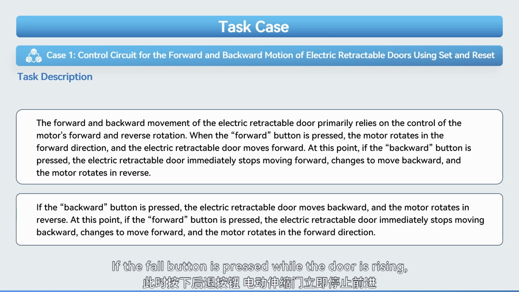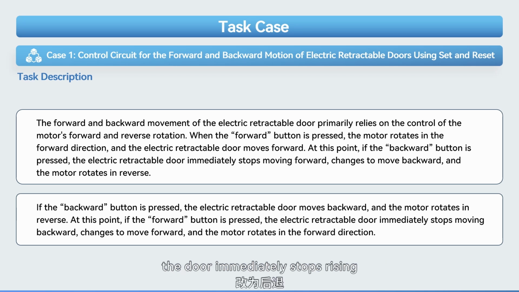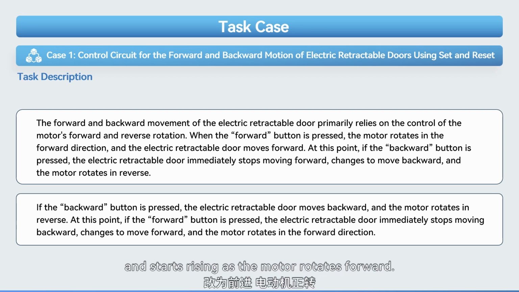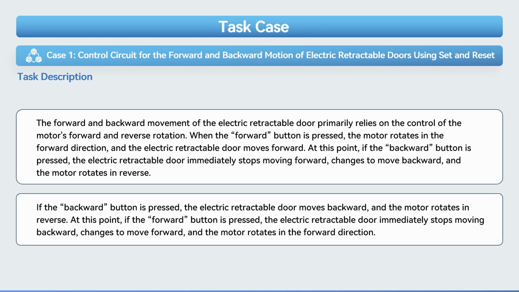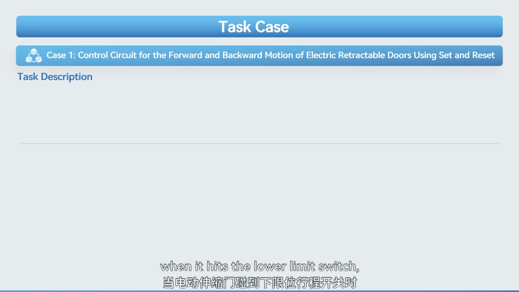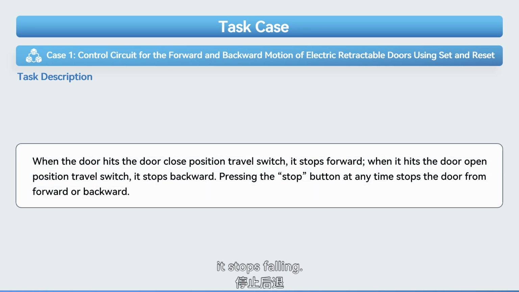If the fall button is pressed while the door is rising, the door immediately stops rising and begins to fall as the motor reverses. Conversely, if the door is falling and the rise button is pressed, the door immediately stops falling and starts rising as the motor rotates forward. When the door hits the upper limit switch, it stops rising. When it hits the lower limit switch, it stops falling. Pressing the stop button at any time stops the door from rising or falling.